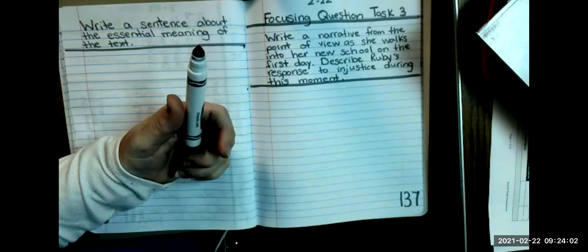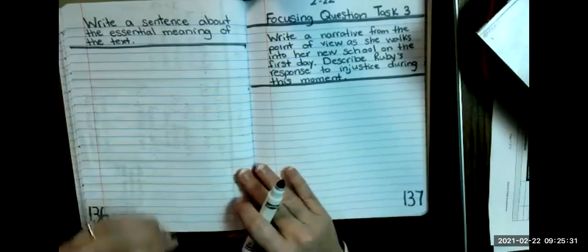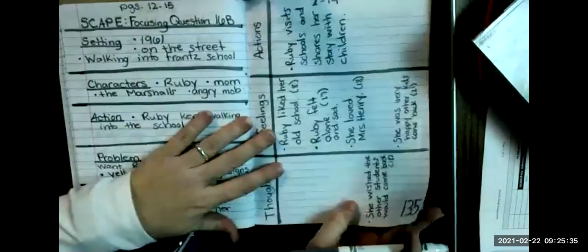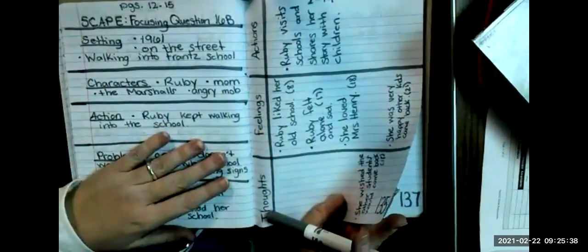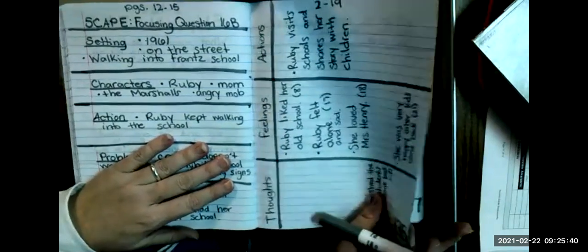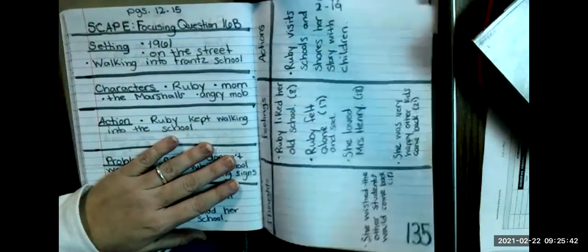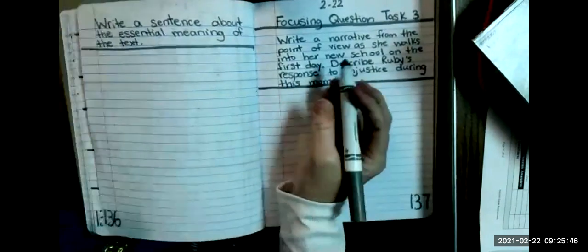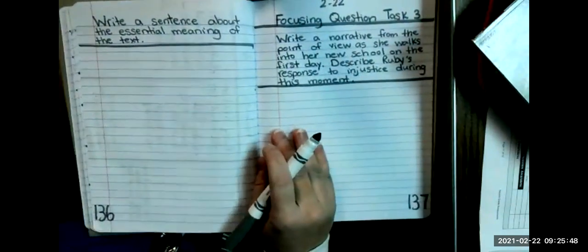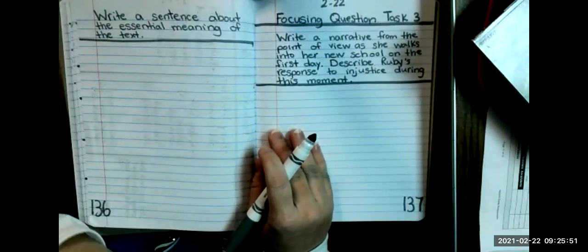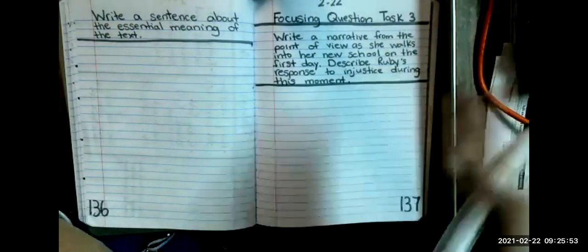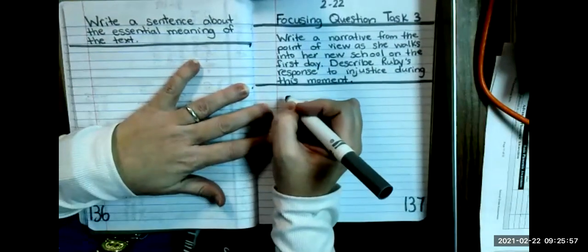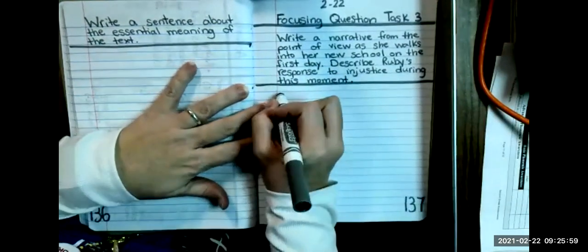Hold on one second, guys. Okay, so today we're going to write, and we're going to think about what Ruby was doing. What year was it, and what was Ruby doing at that time of the day? Okay, so we're going to say this, and again, this is my example, guys. I do not expect you to copy my example. This is just an example, okay? And remember, I am pretending to be Ruby right now.